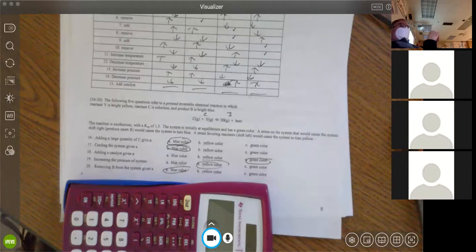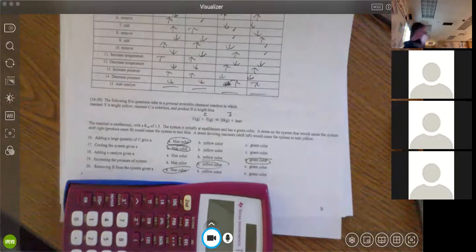If we take out blue, what does the system do? It makes more what? Blue. What does it use to make blue? Colorless and yellow. So if we use up more yellow to make more blue, we lose that green color because the yellow is gone. More of the yellow is going away.